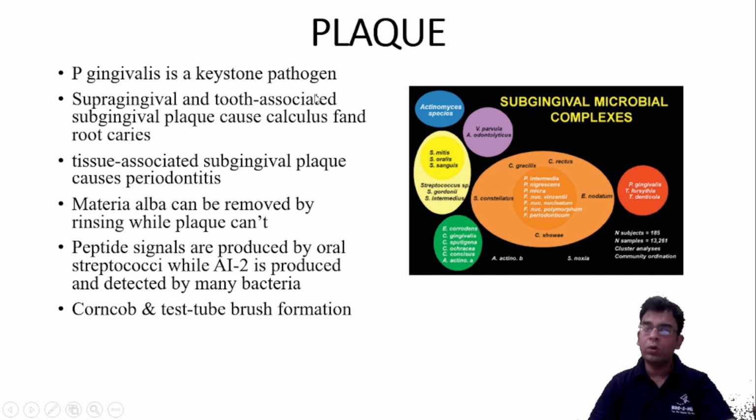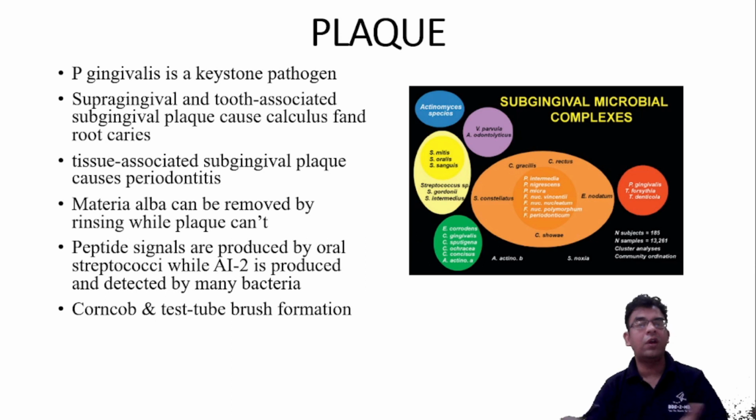Okay, keystone pathogen, Socransky's modifications of Koch's postulate, and classification of plaque is important. We make mistakes in this, like what causes root caries, what causes calculus, what causes periodontitis. Okay, so subgingival plaque, one is tooth associated, other is tissue associated. And the bacteriology of plaque, like what dominates at the surface, what dominates in the apical part, where you can find cocci, where you can find rods and filaments, where are they present. Okay, so all those things are important.